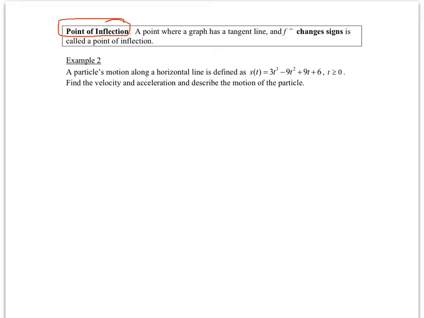Let's go ahead and revisit section 3.4, where we talk about velocity and acceleration and all that wonderful stuff. So I'm going to have you do this example on your own to see what you remember, and then we'll check your answer. So go ahead and press pause now.